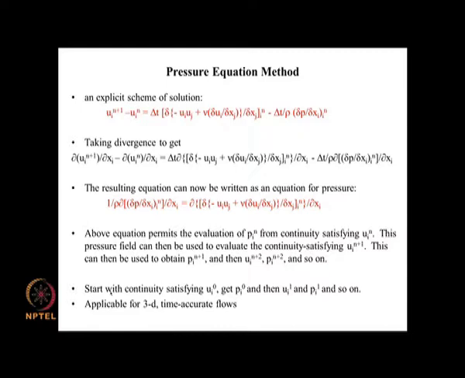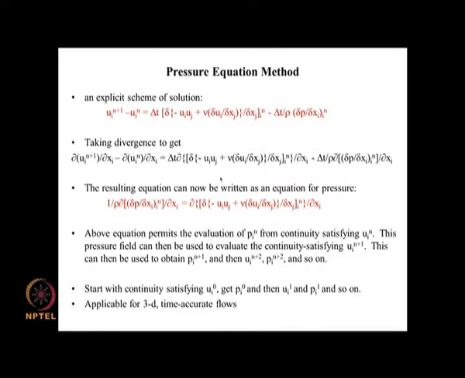So we start with the continuity satisfying u_i^0, get p_i^0 from this, and then put this p_i^0 here and all the u_i^0s here and get u_i^1, and then you put u_i^1 here and then we get p_i^1 and then move on like this. So this method is applicable for 3-dimensional flows and also time accurate flows, and it is explicit. Okay. So in this way this method is differentiated from the two previous methods by the fact that we are solving an explicit equation for pressure along with the velocity, along with the momentum equations.